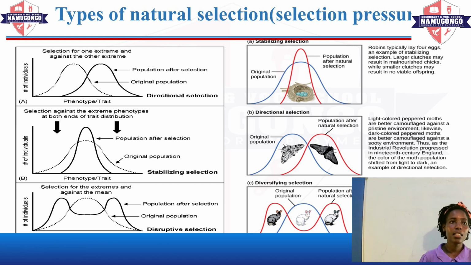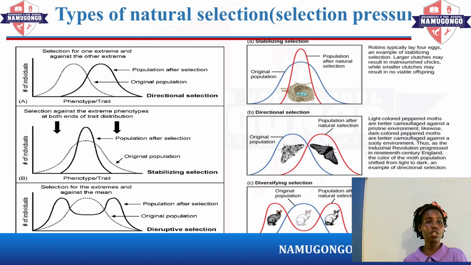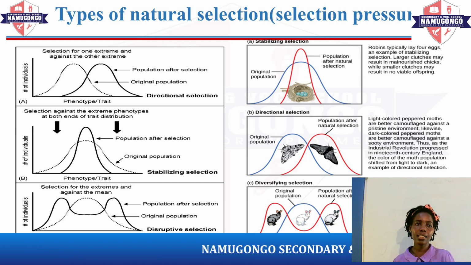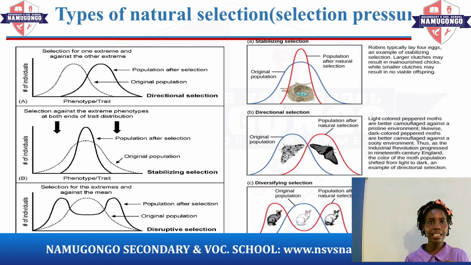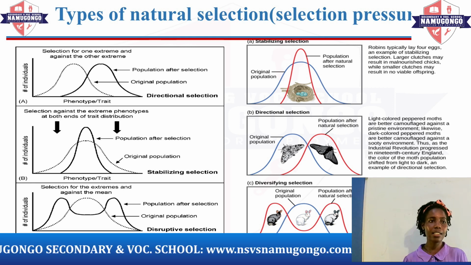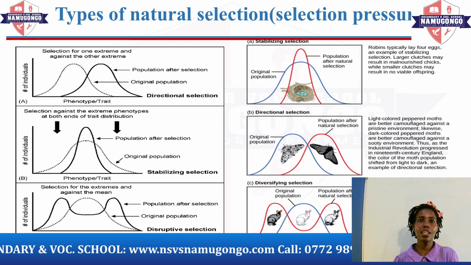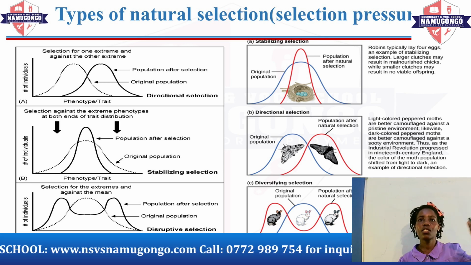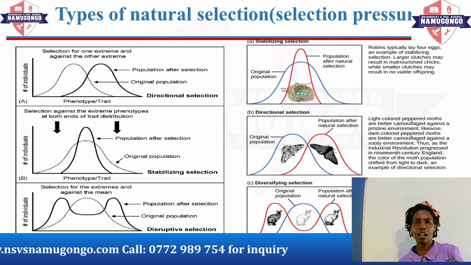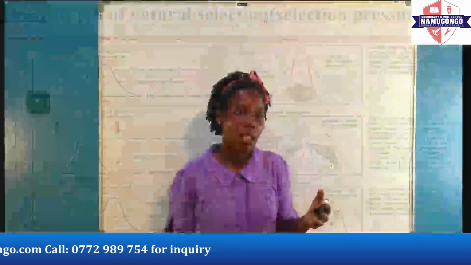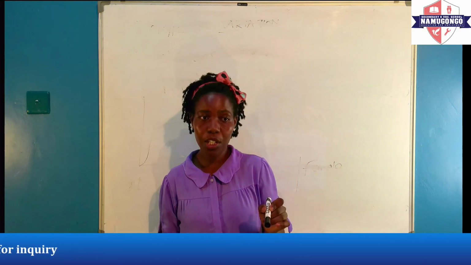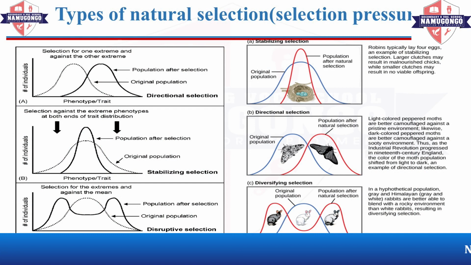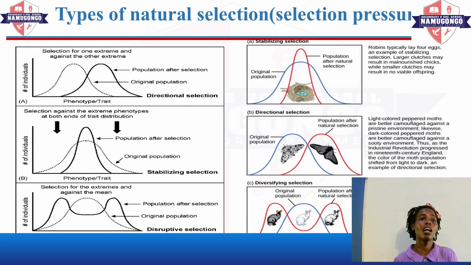We move on to the second type of natural selection, which is called the stabilizing selection. Look at it, graph B. From the word stabilizing, it is favoring individuals that are in between. It cuts off the end point and the other end point. Again, refer to the dotted lines. That is the original population before the selection pressure. The dark line is the population after the selection pressure.